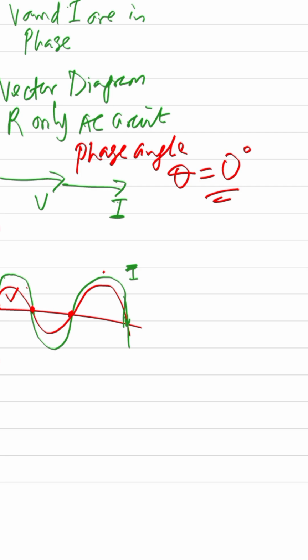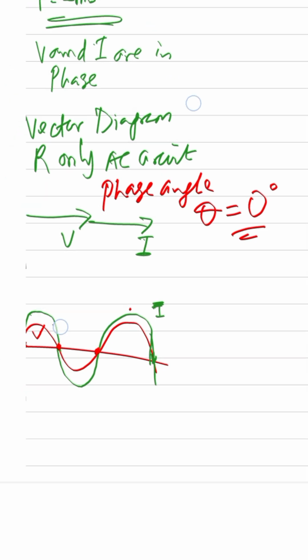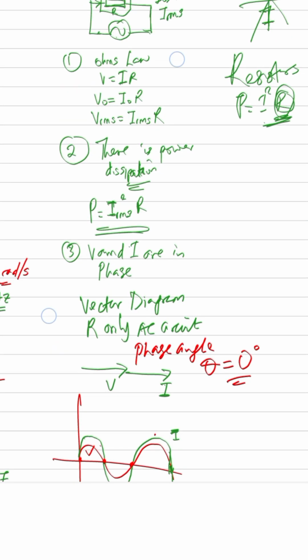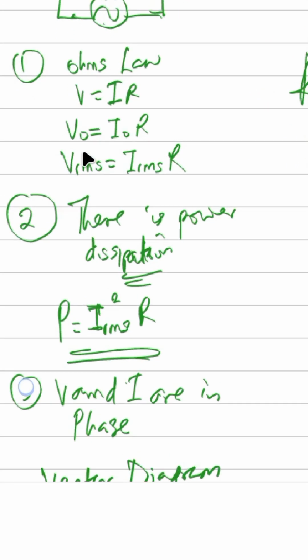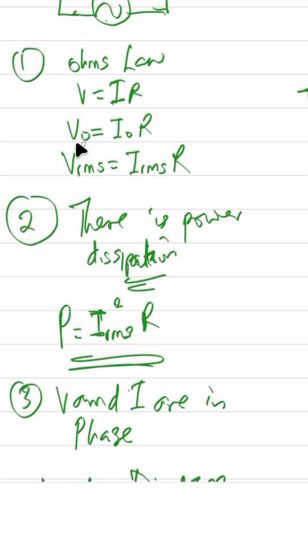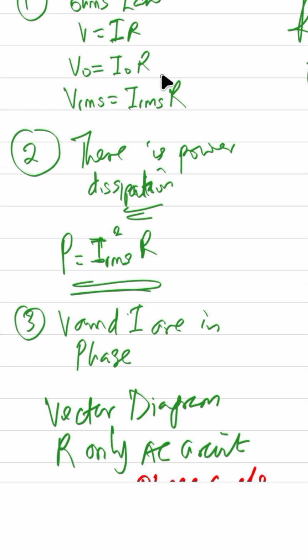Okay, I hope you understand that one. Then what else again? So these are the key points I want you to know. Let me revise it again. The first one is that according to Ohm's law, V equals IR. In this case, your V naught will be I naught R. V naught here, I naught here. V RMS here, I RMS here. You understand? There is power dissipation. After a while, the resistor will be getting hot. And what's the power? The power is I square RMS R. Or you can also use IV.